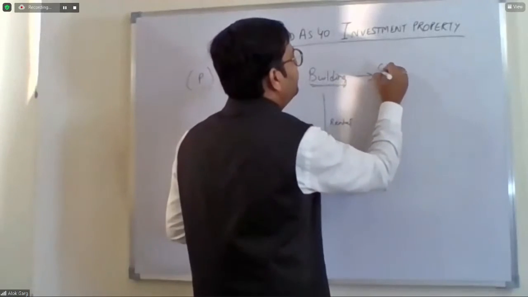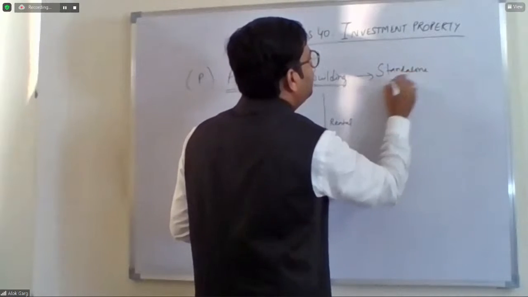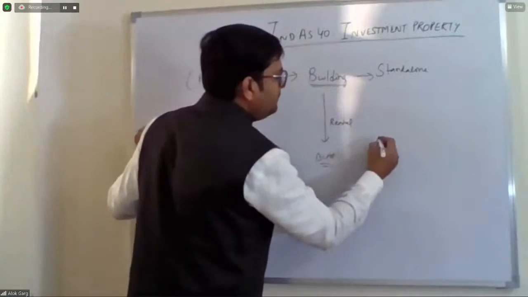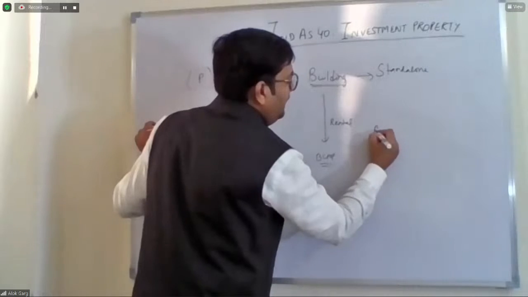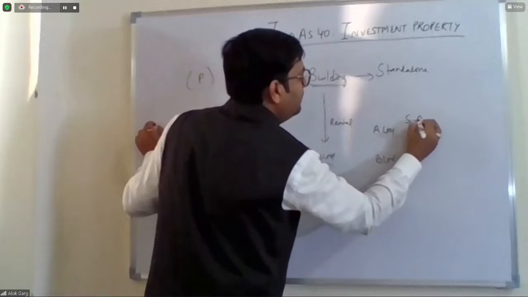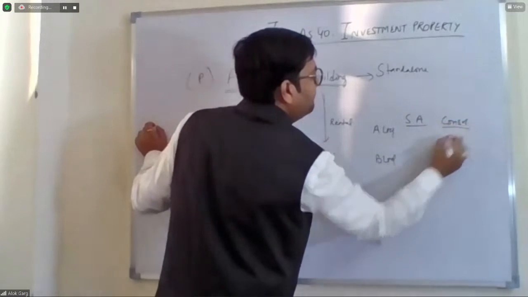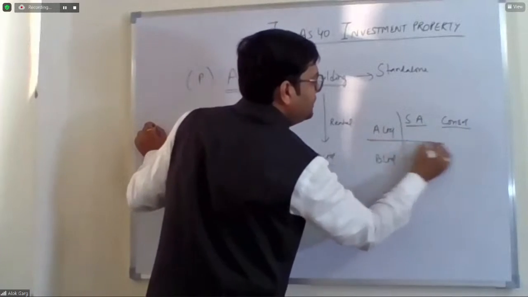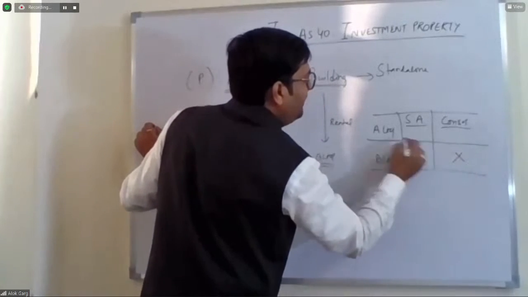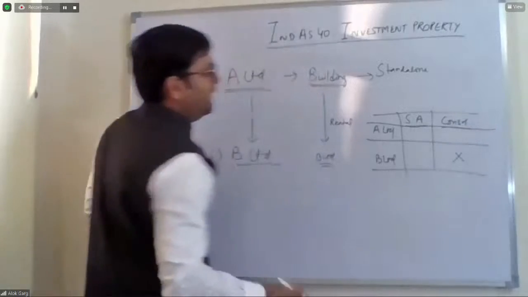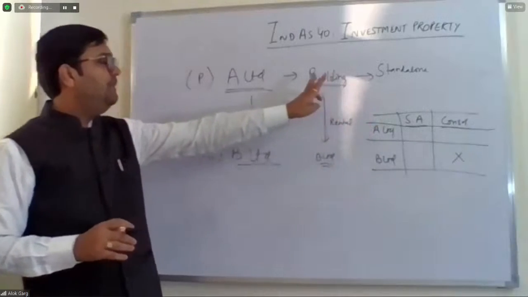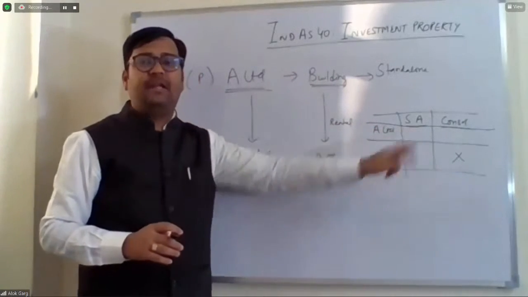So tell me, in the standalone accounts and consolidated accounts of A Limited and B Limited, how is it shown? B Limited is a subsidiary, so consolidation is not applicable to B Limited. But for A Limited, standalone and consolidated accounts both need to be prepared. So what is the treatment of this building in the standalone books of A Limited?